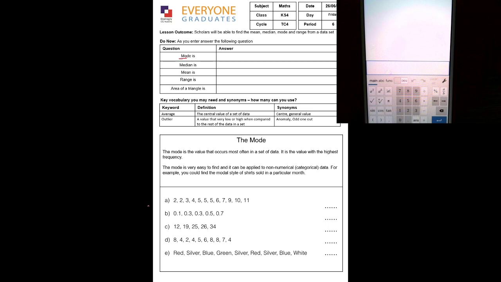So in this set of data here, I would advise that if the data hasn't been sorted for you into lowest to highest, it's very useful to do that. So here, number A, if you look across there, I can see that 5 occurs 3 times. No other number occurs more than twice. So 5. Here is 0.3. Is there any number? No, there isn't. They're all equal, so no mode.